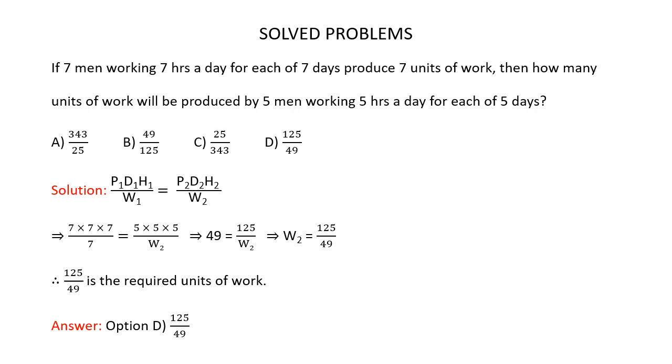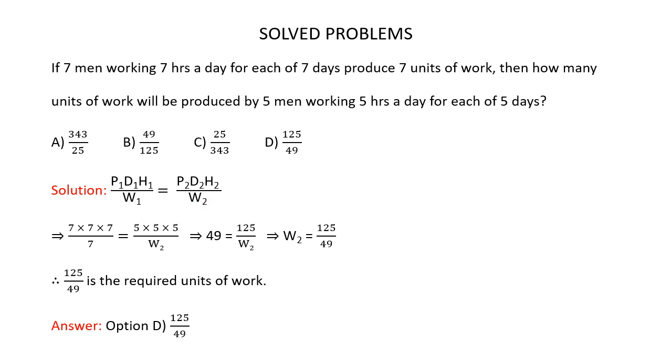Here P1 is the number of men, which is 7. D1 the number of days is 7. H1 the number of hours is 7. And W1 the amount of work done is also 7. Now P2 the number of men is 5. D2 the number of days is 5 and H2 the number of hours is 5. And W2 we have to find out.